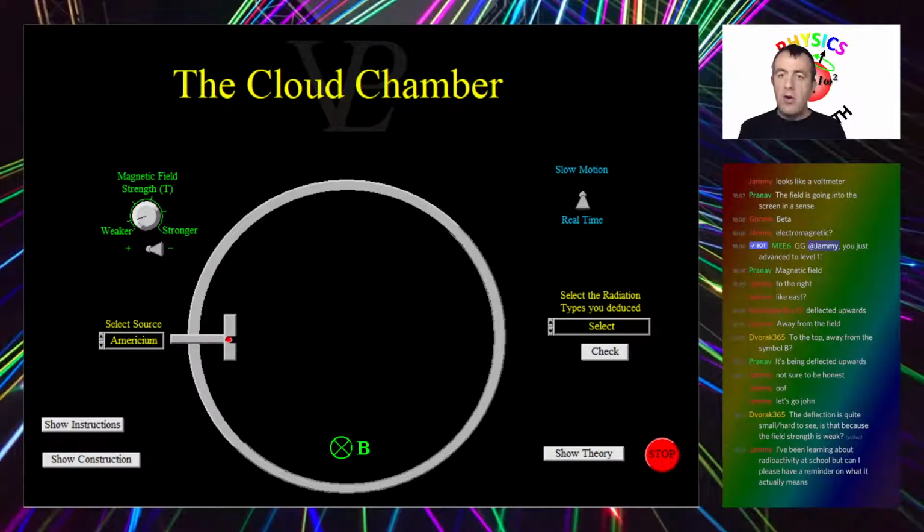So Dvorak, if you're an A-level student, I'm not sure if you are, I don't think you are, but A-level students will learn about specific charge. GCSE students, don't worry about it, it's because the mass of the alpha particle is so big.